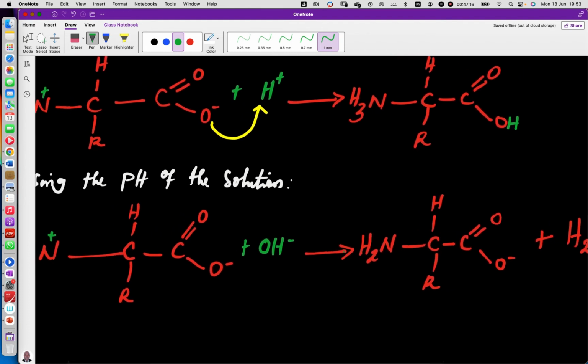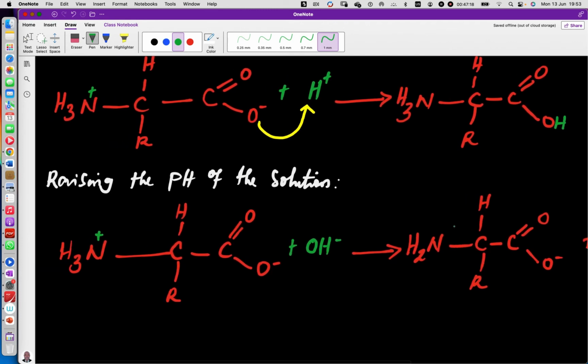It reforms this group, the amino group, thus removing the OH from the solution. And when it removes the OH from the solution, it adjusts the pH back to its initial position. So that is the whole thing.